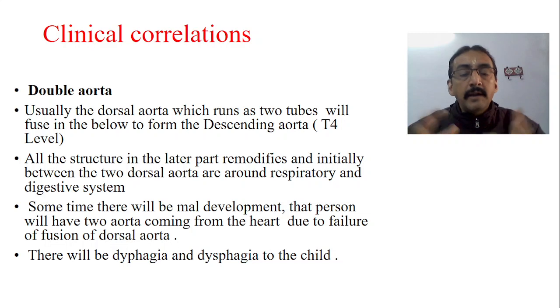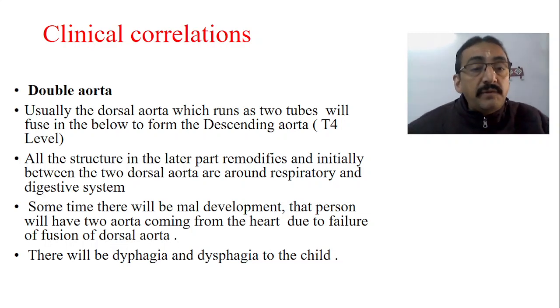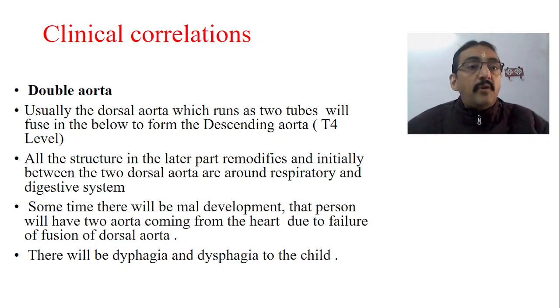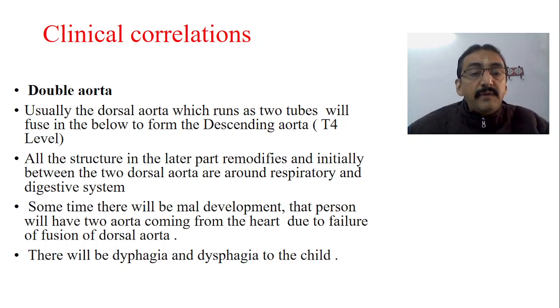I hope you understand. The dorsal aorta is coming down from the backside, and usually it is two, but at the level of T4 they fuse and form a single aorta called the descending aorta. But sometimes this fusion does not take place, and this leads to the formation of a double aorta. This will cause dysphagia to the child.